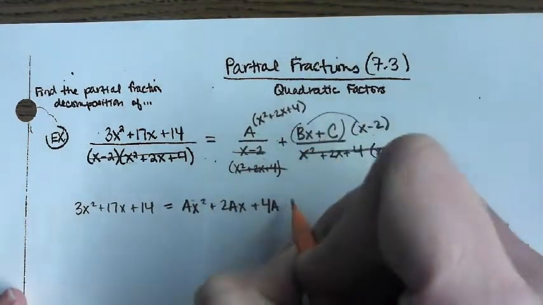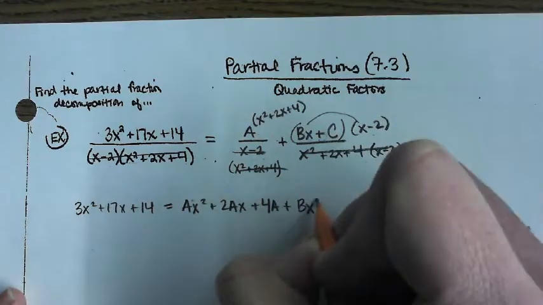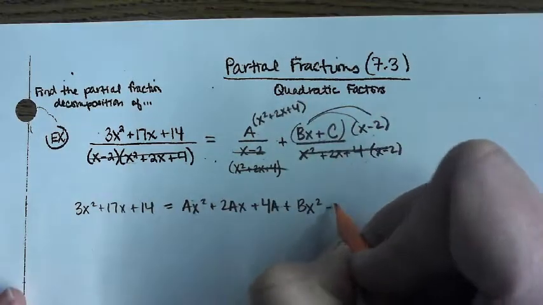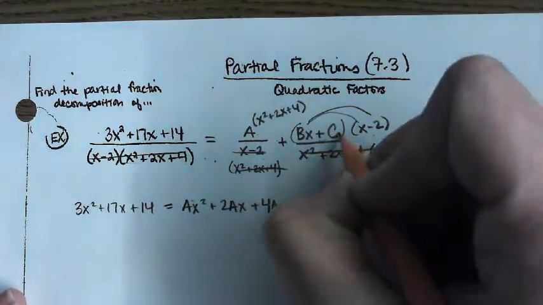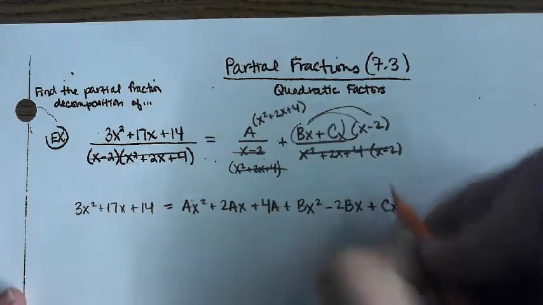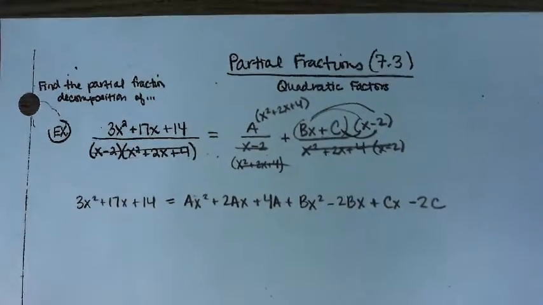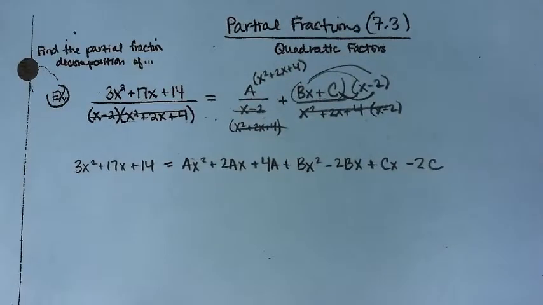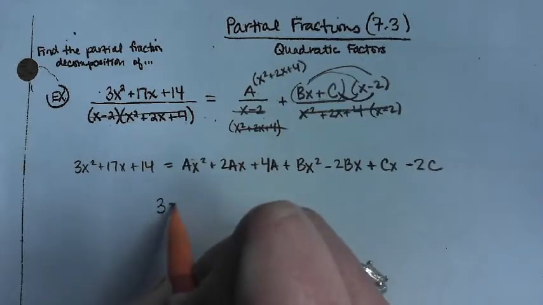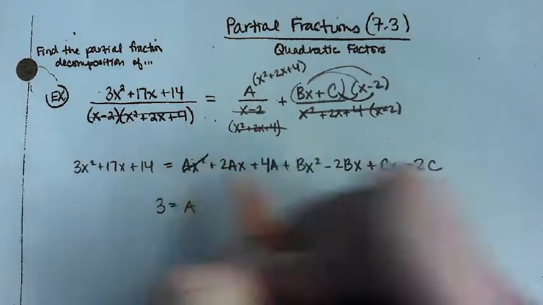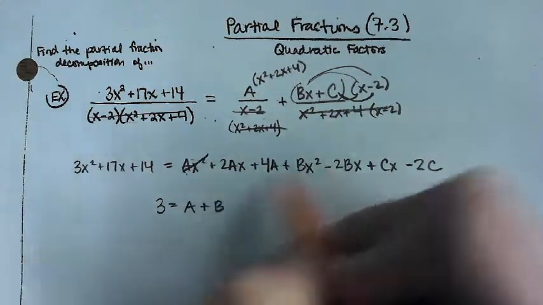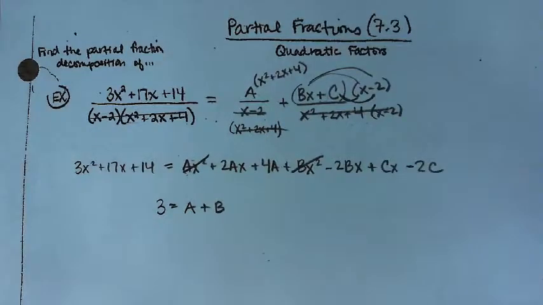So it's going to be a plus bx squared minus 2bx plus cx minus 2c. And then it's the same as it was yesterday, setting up those systems. So our x squareds are all supposed to combine to be what? 3. So 3 is supposed to equal a plus b. That's it for x squared.